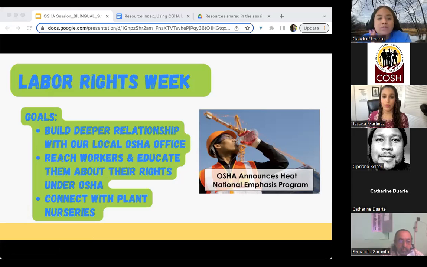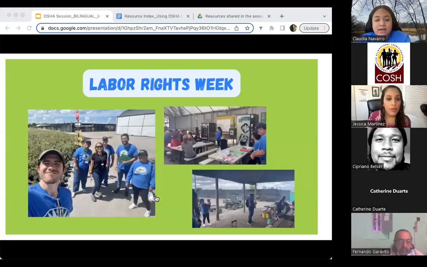I think what's also important to name is that during the decision to collaborate for Labor Rights Week, we made the decision to go out to actual plant nurseries with her. And so these are some of the pictures that we have after visiting one of the farms.